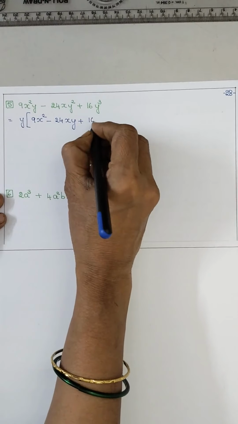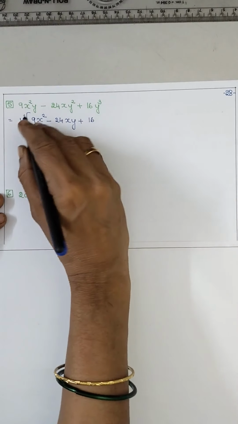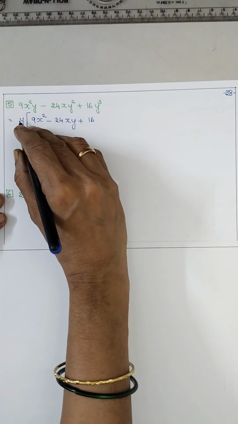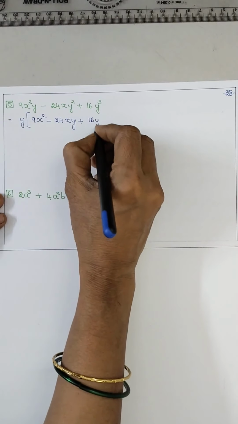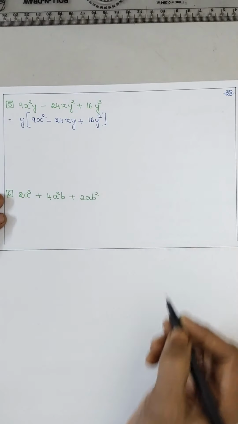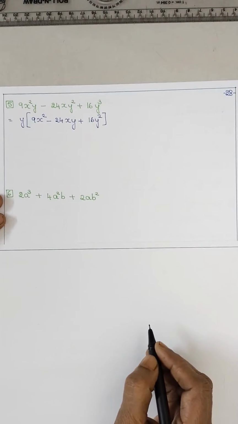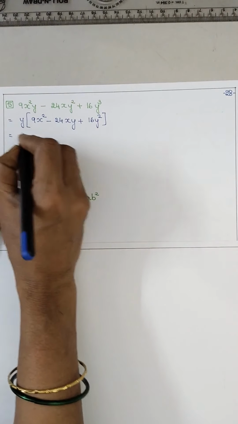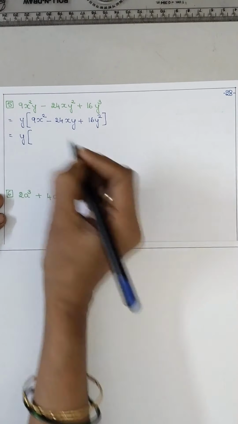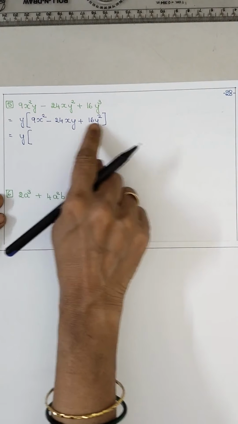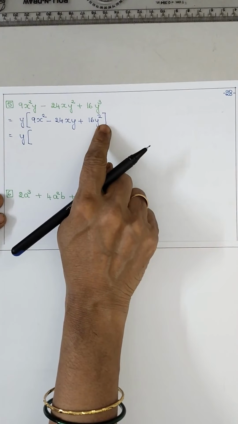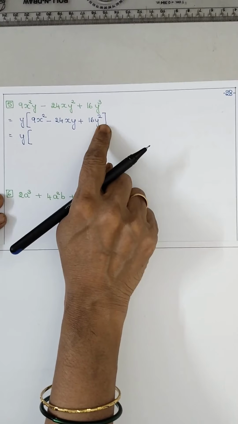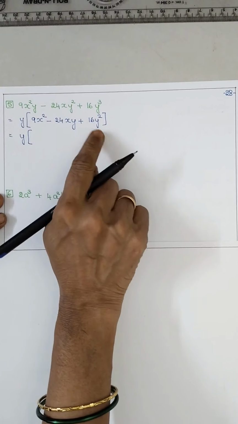Plus 16y cubed. 1y is taken out, so y squared will be remaining. Is it okay? Now y, bracket open. Now this is in the format. Can you think of the second identity? But we have to write in the correct form.